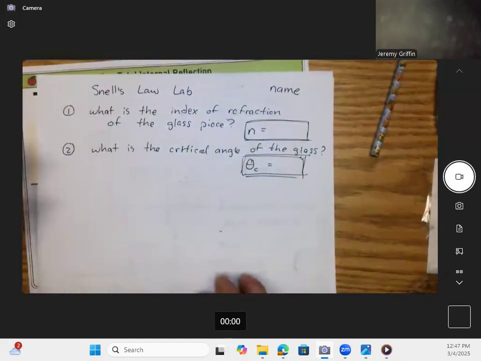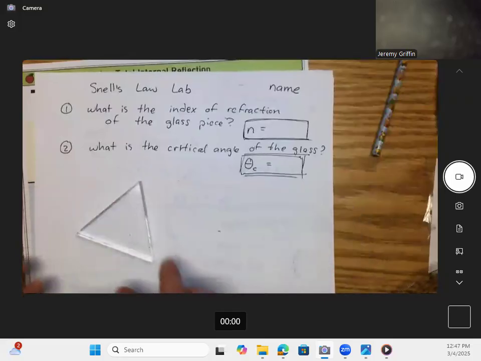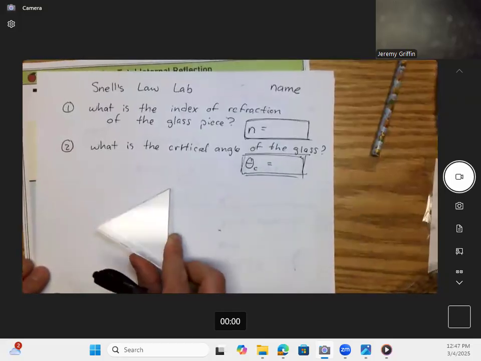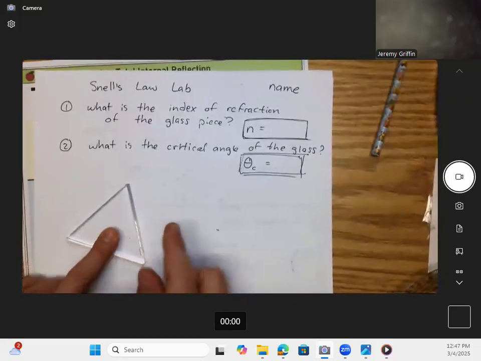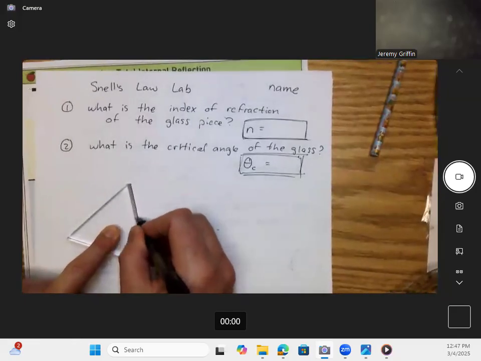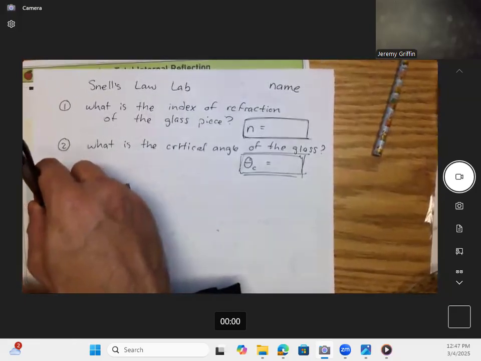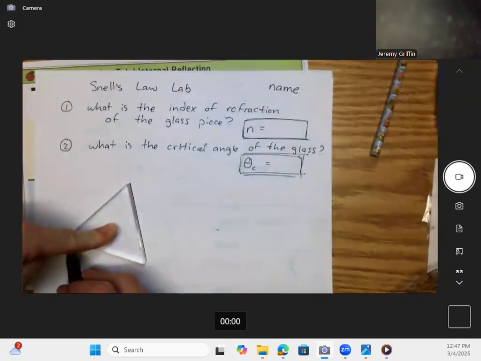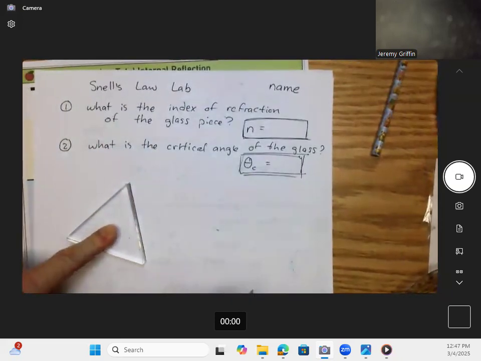So here, I'll do a trial run with you guys. There are different shaped glass pieces. Some of you have a triangle like I do. Some of you have a semicircle piece, which I showed you the video for. Regardless of which piece you have, you'll have seen an example. So I'm going to trace that glass piece. I just put a line all the way around. Okay, so lock that in place.